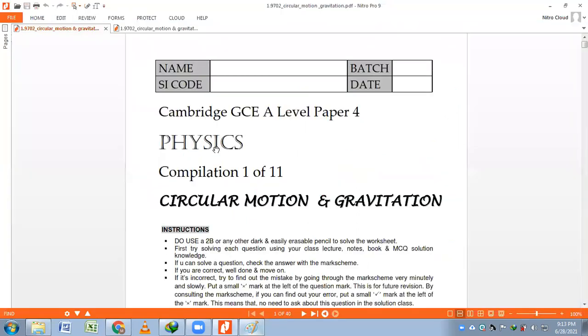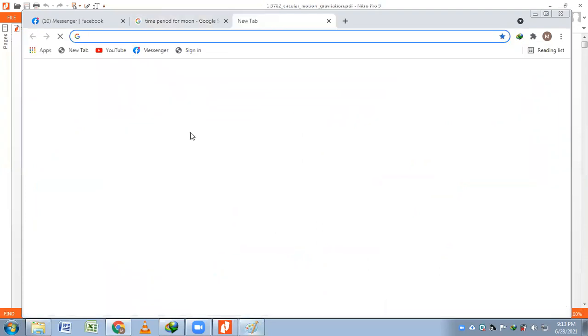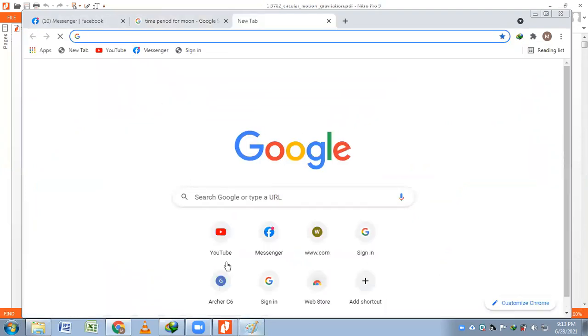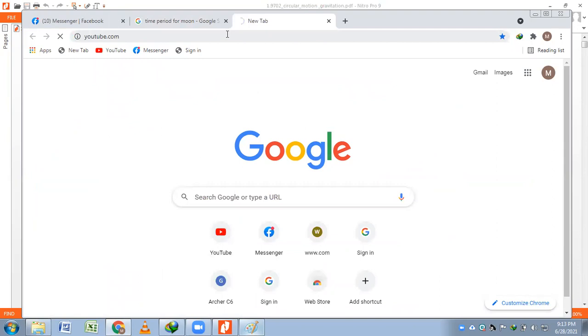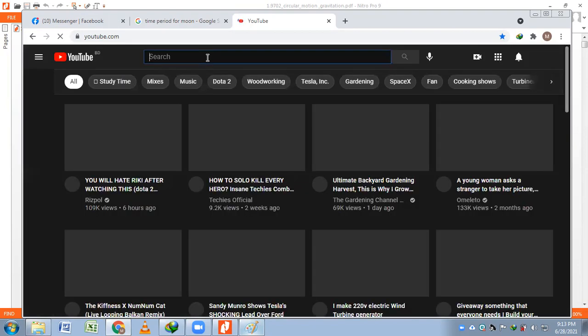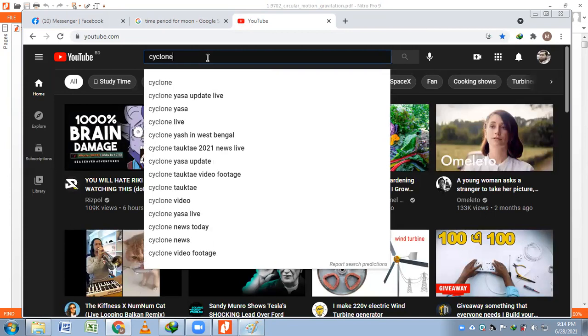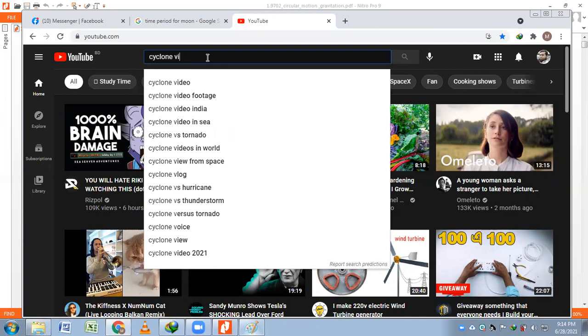For those of you who are not getting the idea of what I mean by the word skip frame, let me just try to show you so that it might make slightly better sense. Cyclone view.